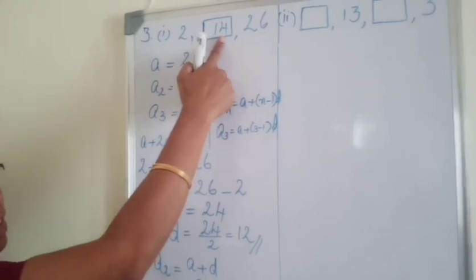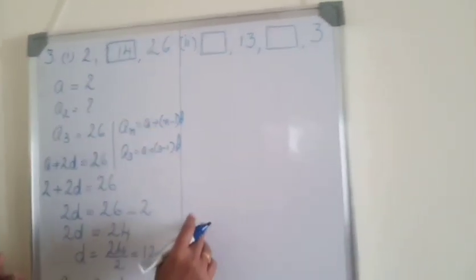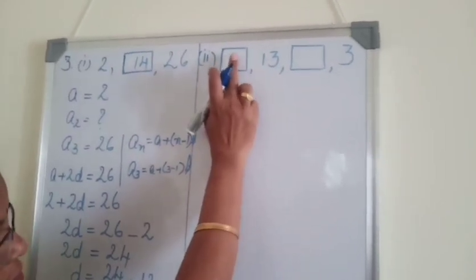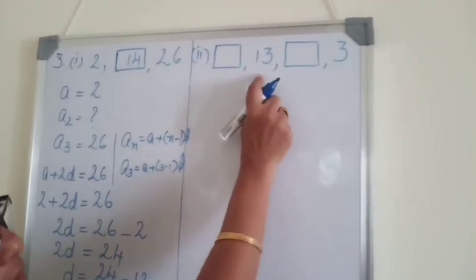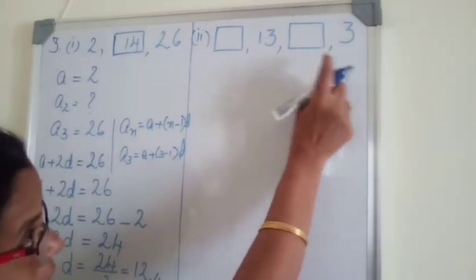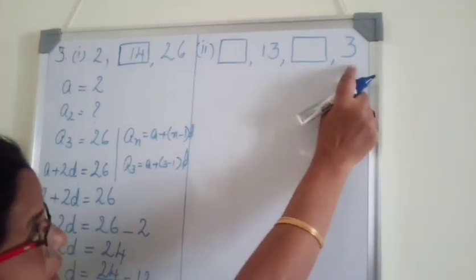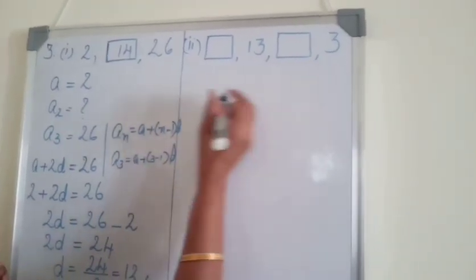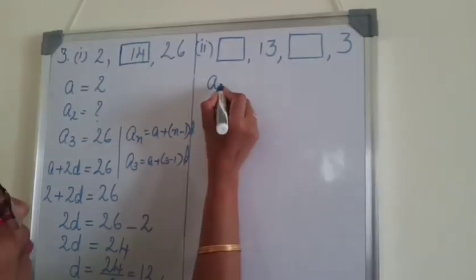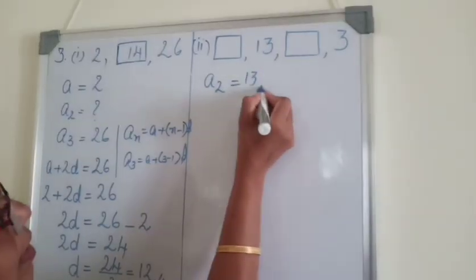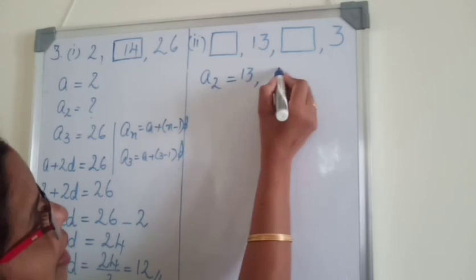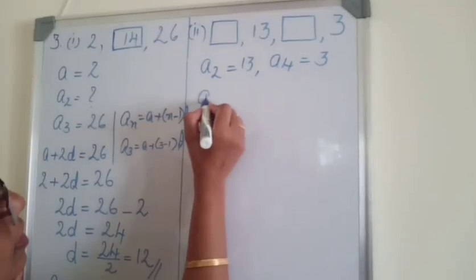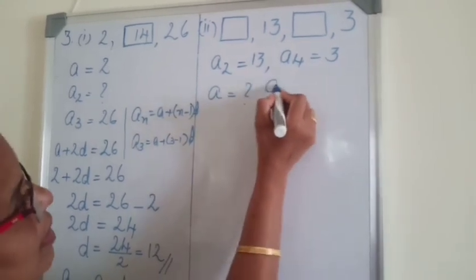Second term is 14. Now we'll see the second question. In the second question, first itself we have to find out the first term. First box. Second term is 13. Third term we have to find out. Even fourth term is given as 3. So only two terms are given, that is second term and fourth term. Second term A2 is given as 13 and fourth term A4 is given as 3. We have to find out first term A and third term A3.